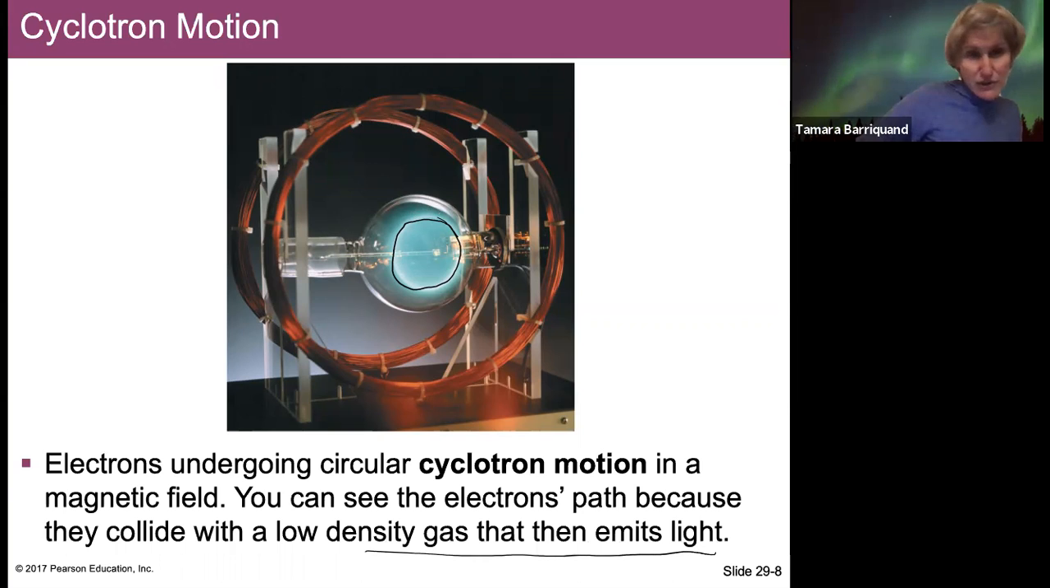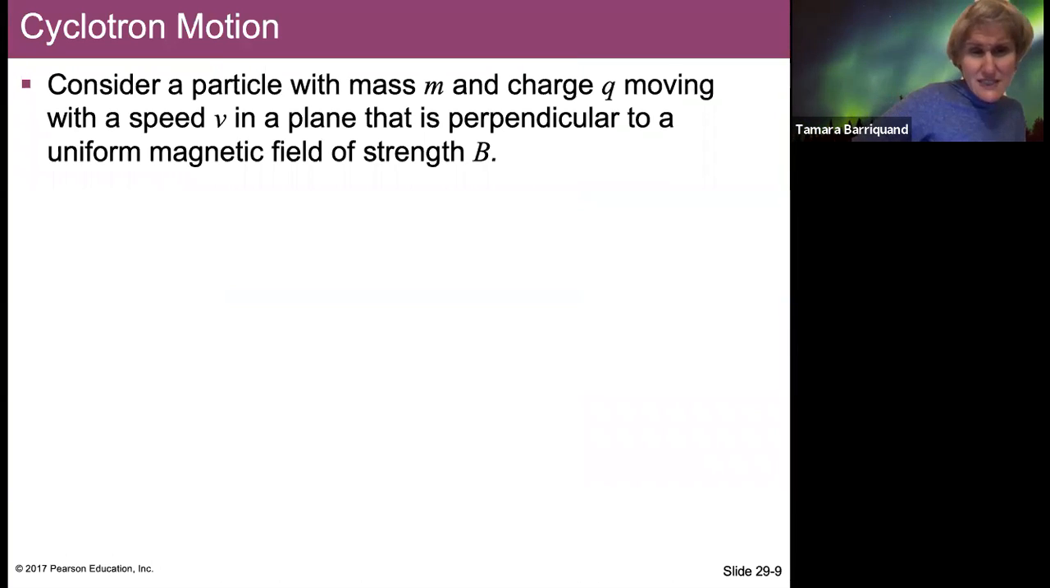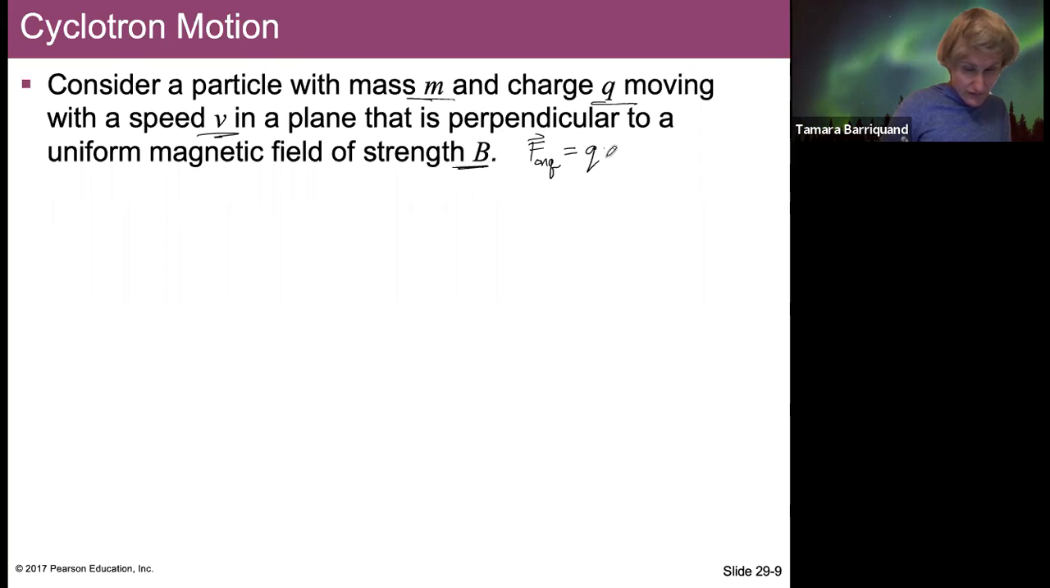So let's look a little more closely at this cyclotron motion. Let's consider a particle with mass m and charge q moving with a speed v in a plane that is perpendicular to a uniform magnetic field of strength B. We know from what we just saw that the magnetic force on q will be equal to QV cross B.